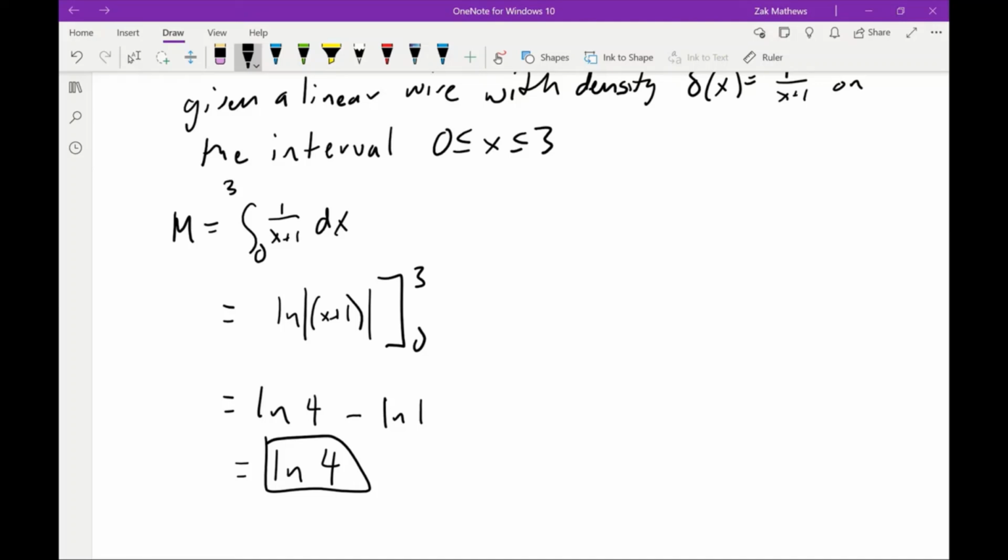I'm just going to leave it in terms of natural logs. We can approximate if we want to by just typing this into the calculator, but I'm just going to find these in terms of exact values. So there is our mass.